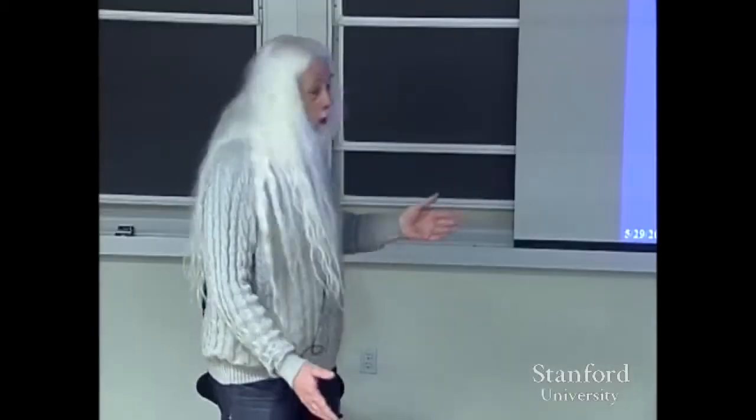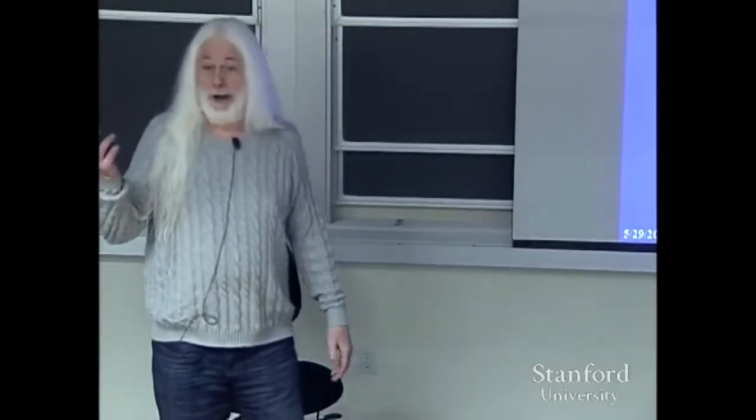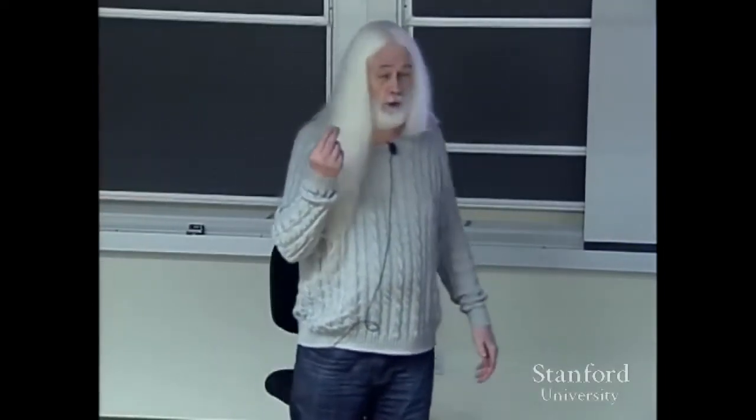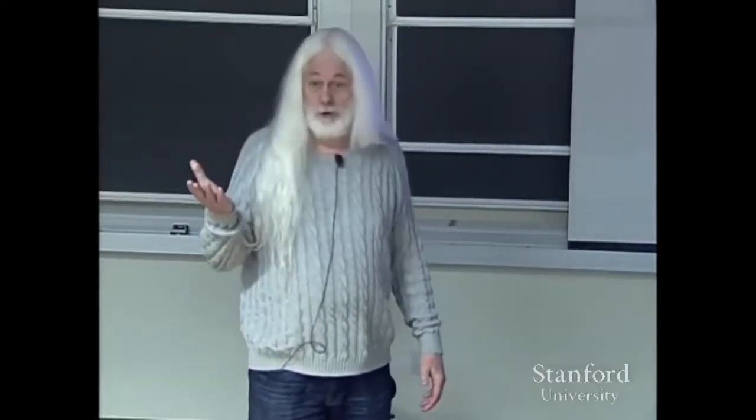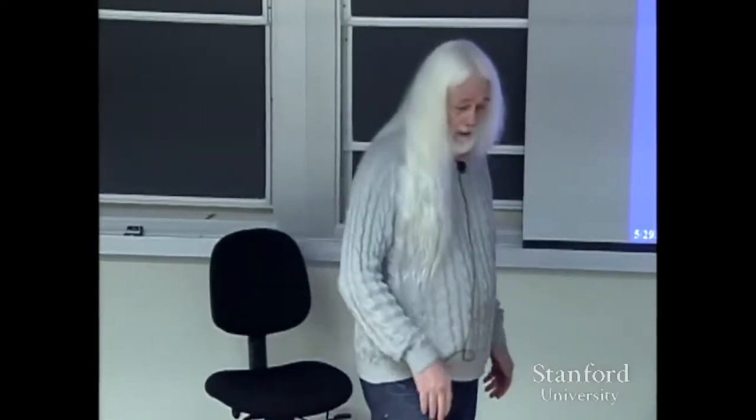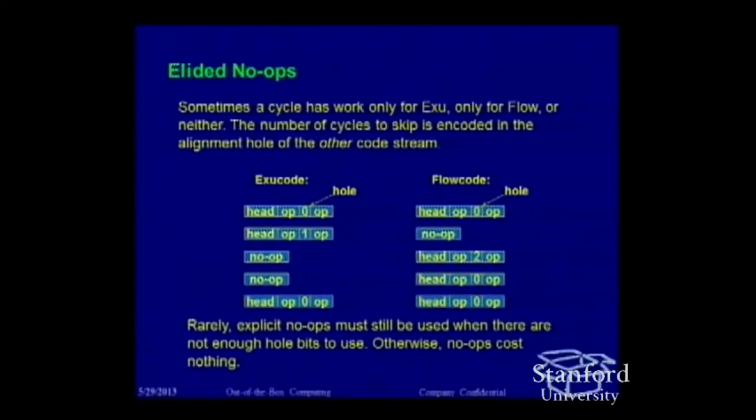Consequently, no-ops, because they're in fact encoded in the alignment hole, cost nothing. They're already there. Now, of course, if it happens that you don't have an alignment hole because all the bits happen to line up exactly the right way, then you have to explicitly encode it. And yes, the instruction set supports that, but it happens extremely rarely.